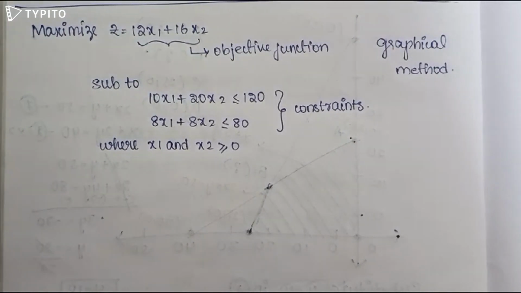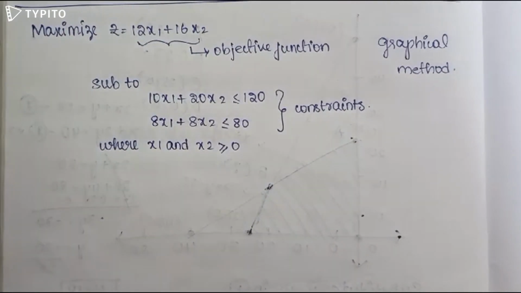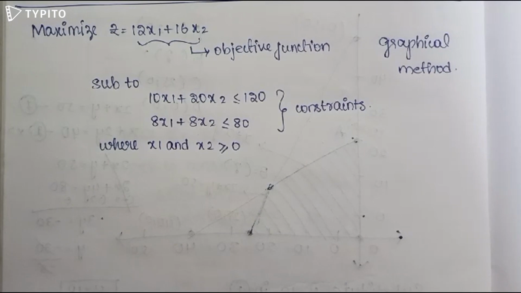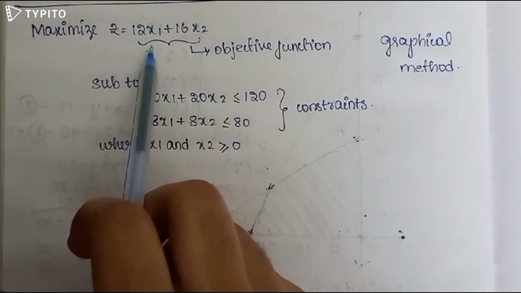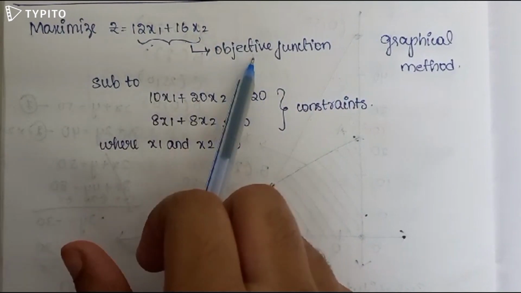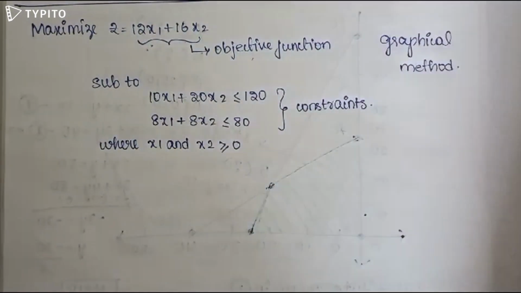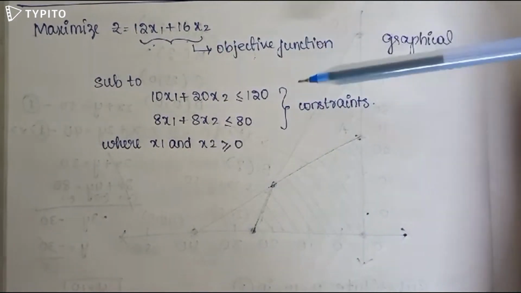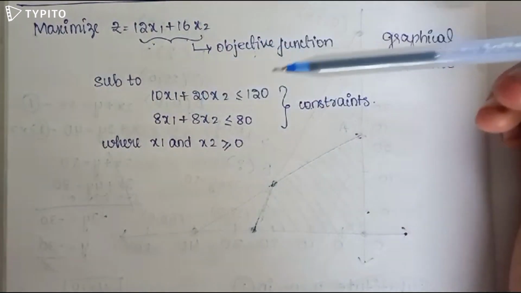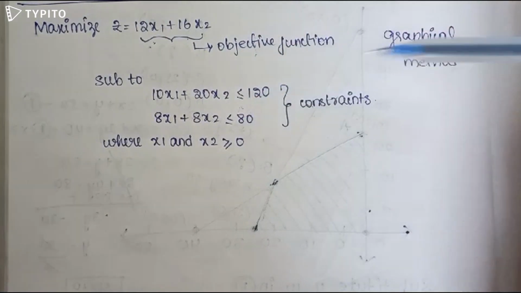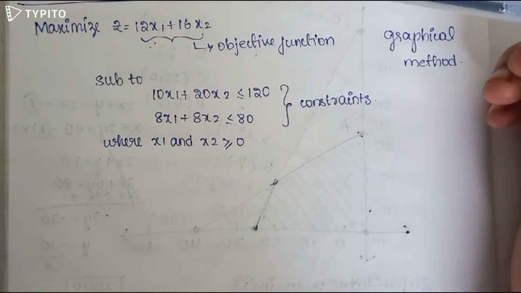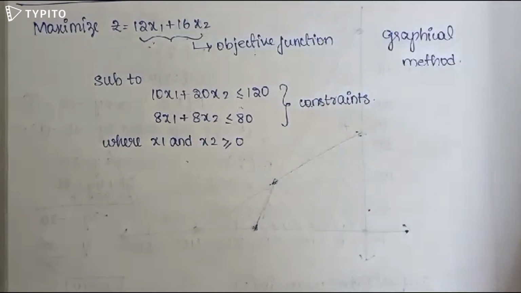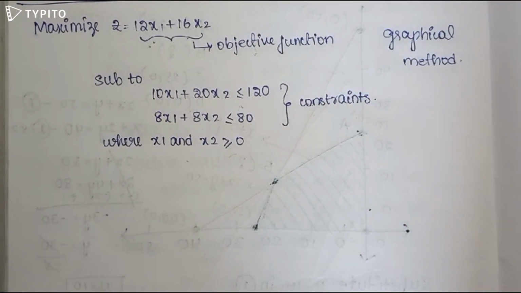ఈ వీడియోలో maximization problem using graphical method ఎలా సాల్వ్ చేయాలో చూద్దాము. సో ఫస్ట్ మనకి ఇచ్చిన ఆబ్జెక్టివ్ ఫంక్షన్ z is equal to 12x1 plus 16x2. This is called the objective function, whereas our constraints are 10x1 plus 20x2 less than or equal to 120, 8x1 plus 8x2 less than or equal to 80. Where our non-negativity restrictions are x1 greater than or equal to 0 and x2 greater than or equal to 0.